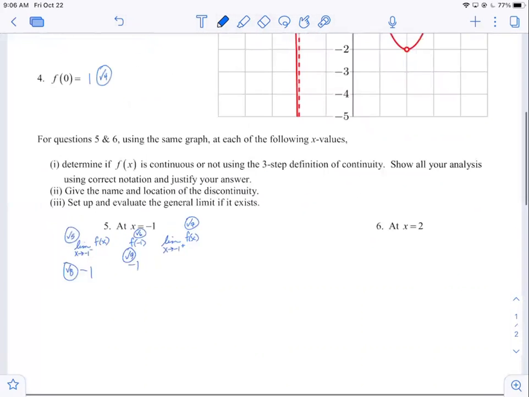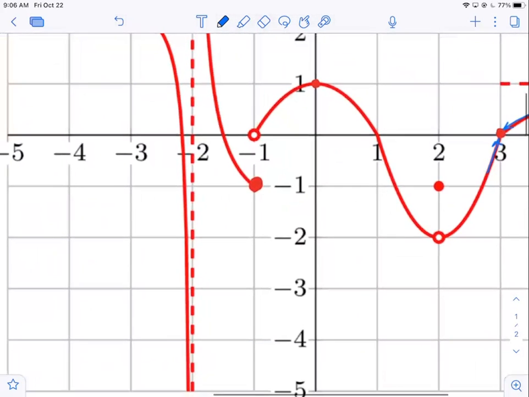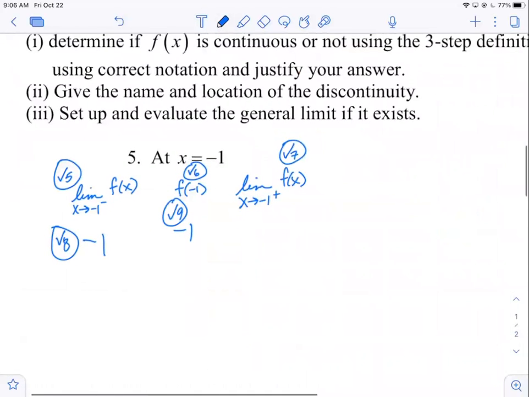The limit from the right of -1, if you come over here, it's approaching 0. So 0 would be the 10th check.